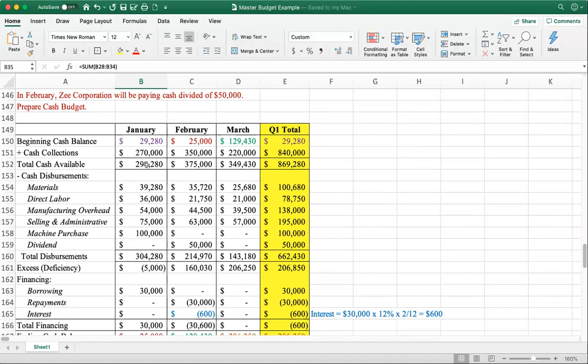So we add them together: beginning cash balance plus total cash collection will give you total cash available, which is 299,280, and minus all the cash disbursements.